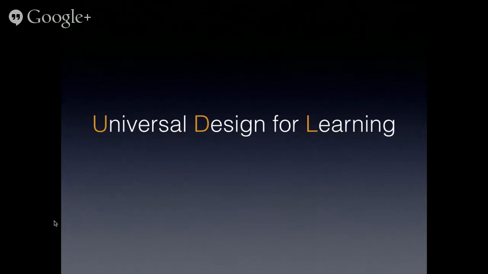Excellent. So as Mike said, I'm a big advocate for universal design for learning. That's the way that I see my vision coming to life. And universal design for learning, for those of you who are not familiar with it, is really designing learning environments that work for everybody right from the start. And that means making sure that the goals of your instruction, your methods, your materials, and your assessments all have been designed with accessibility and inclusive design in mind.